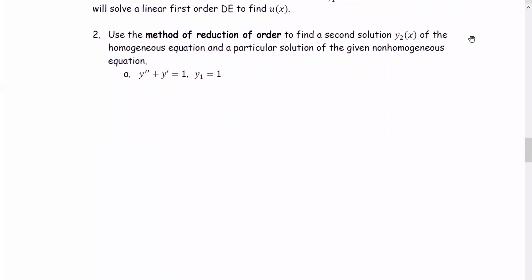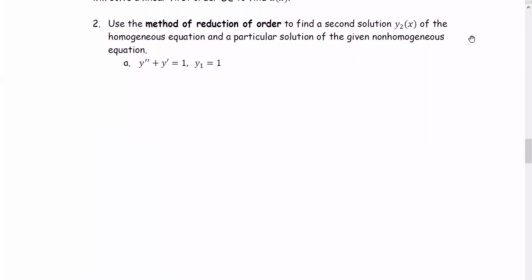Example 2. Use the method of reduction of order to find the second solution y2 of the homogeneous equation and the particular solution of the given non-homogeneous equation. Recall the solution of the non-homogeneous equation is in the form of the sum of yc and yp. Yc is the solution from the associated homogeneous equation, and yp is called the particular solution. Yc is C1 y1 plus C2 y2, which is the linear combination of the two solutions of the associated homogeneous equation.